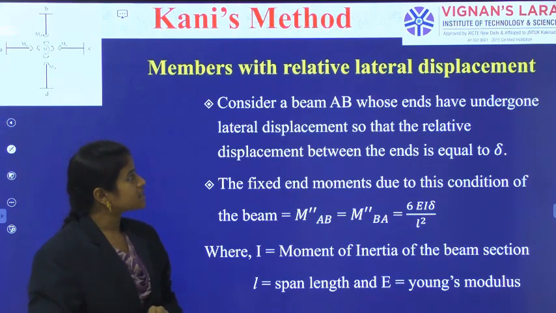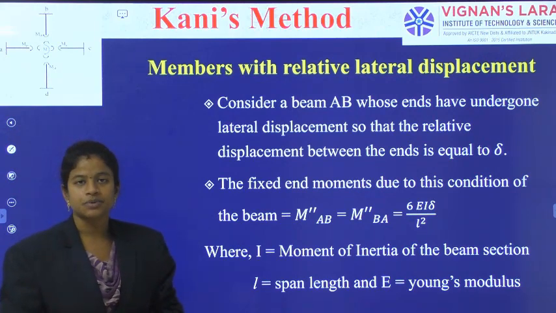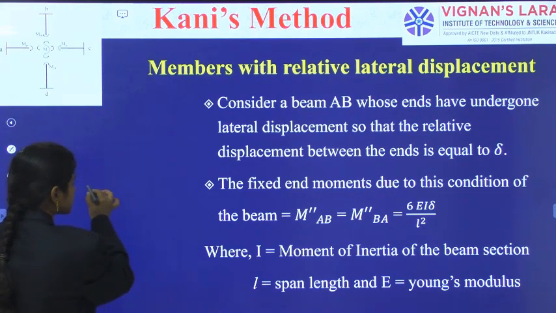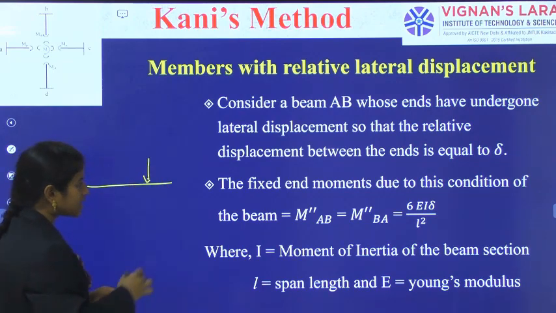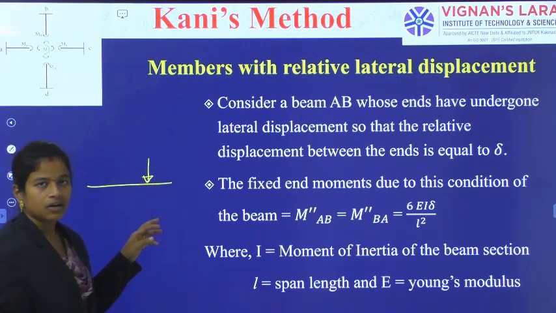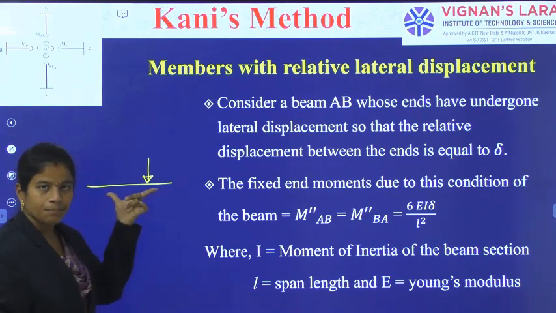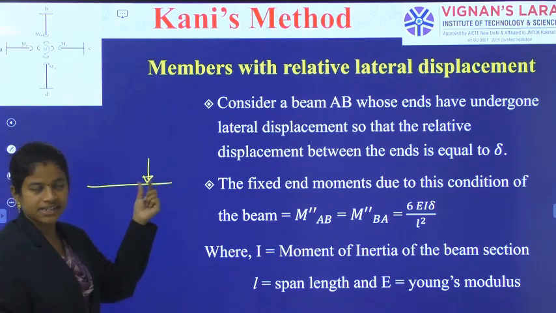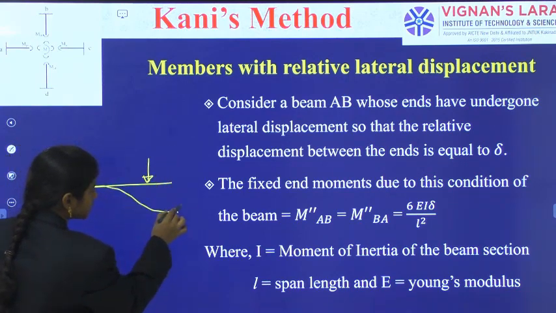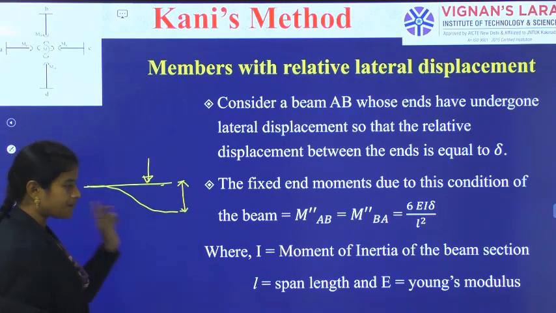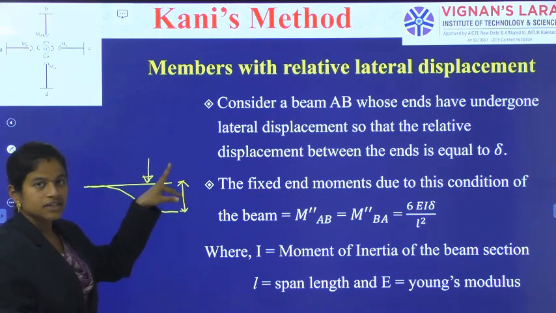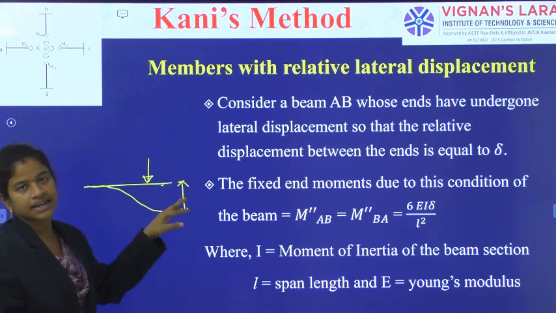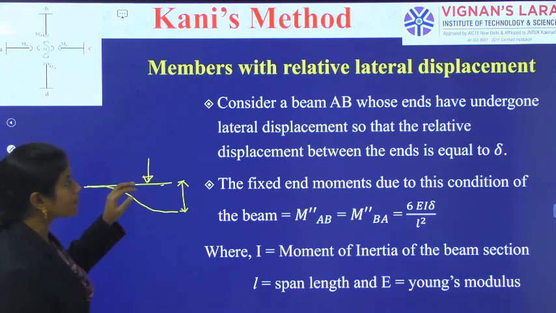So, members with relative lateral displacement. When I am considering this is the length of the member, the corresponding member's direction in this way. The member's perpendicular direction we call lateral. This way, when you observe sinking, there is a lateral displacement. This is longitudinal, so perpendicular to that is lateral. So in the lateral direction, when there is any displacement, okay, for such type of members.